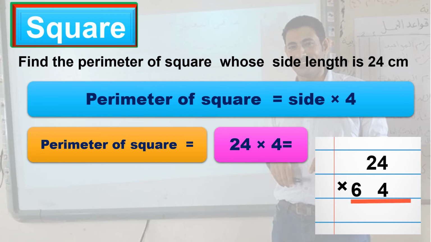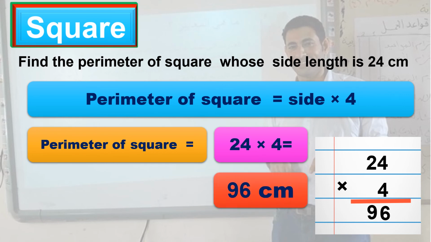4 times 4 equals 16. 6 and carry 1. 4 times 2 equals 8, plus 1 equals 9. Then 24 times 4 equals 96. يبقى perimeter of square equals 96 centimeters.